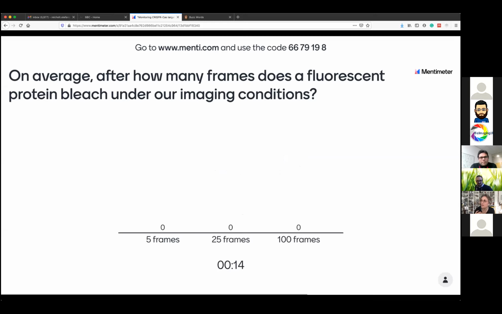On average, after how many frames does the fluorescent protein bleach under our imaging conditions? And you have 5 frames, 25 or 100 frames.